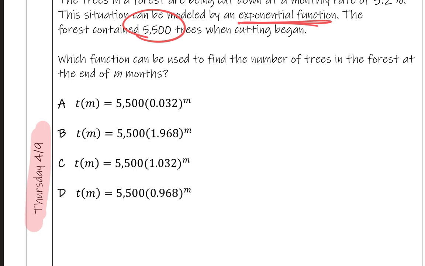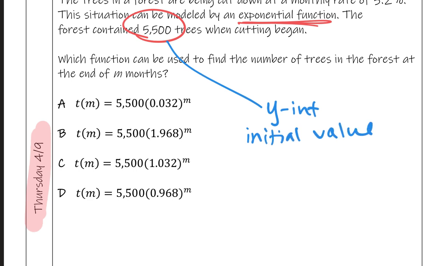That represents my what? Y-intercept, but also your initial value. Reminder that when you're looking for initial value, and this is the formula we studied, your initial value or your y-intercept is always the first thing listed. Okay, so which one has 5,500 in the correct spot? All of them do. All right, so then you say, okay, and sometimes you'll be able to eliminate some options, and if you can, please do so.